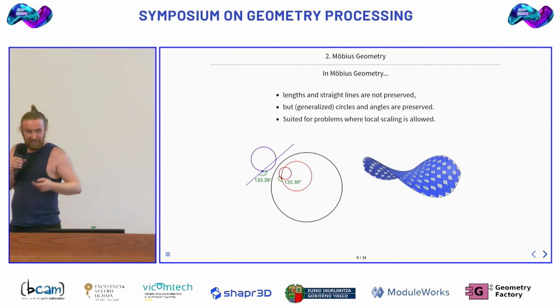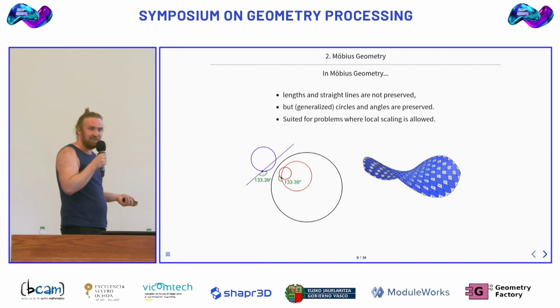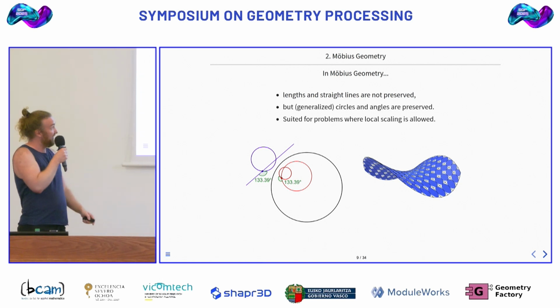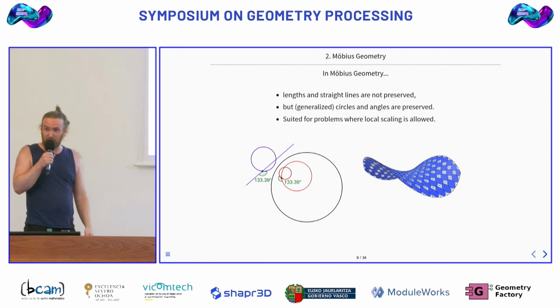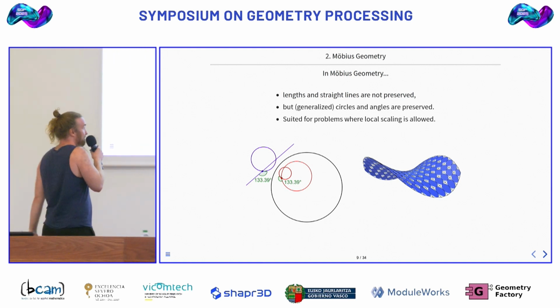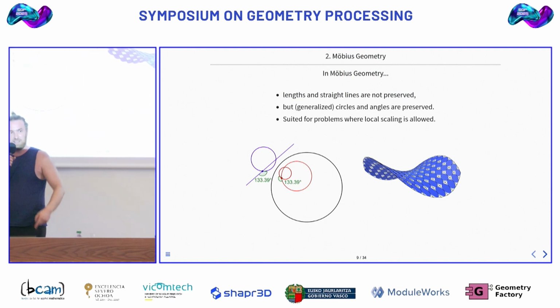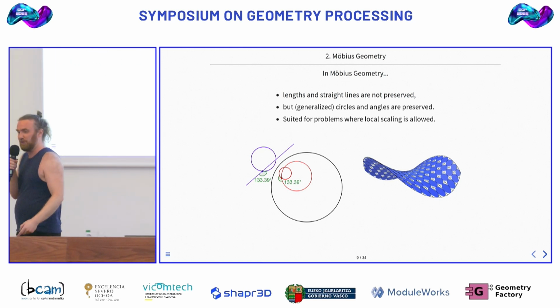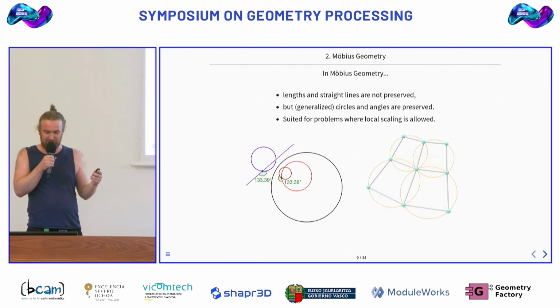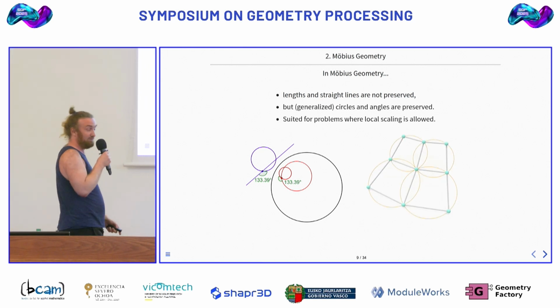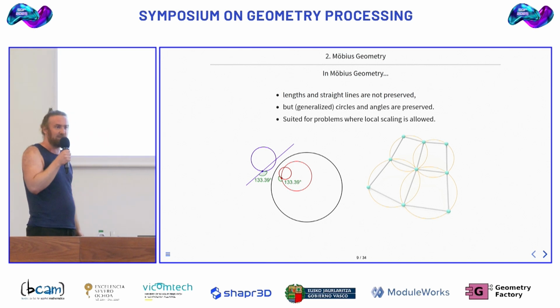So in general, if you have some sort of local scaling theory, then it may be really helpful to think about this in a Möbius way. So here's some other example. Here we have sort of touching disks. Here we have a mesh of a surface with touching disks.